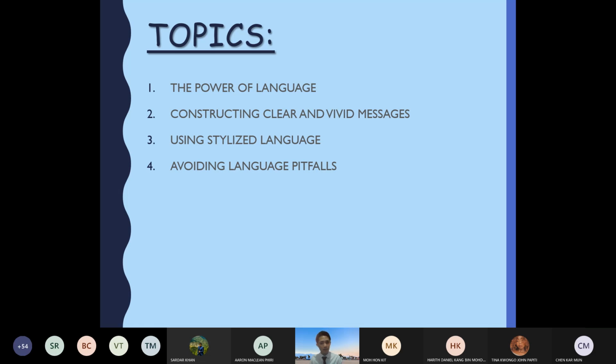We are going to look at how to make our message a bit more clear and vivid. We are going to talk about stylized language as well. And very briefly, we are going to talk about language pitfalls and a little bit more on language and ethics at the end of the session, so that you can have a little bit of arguments during the symposium if you want to, but we have to do it politely and professionally.